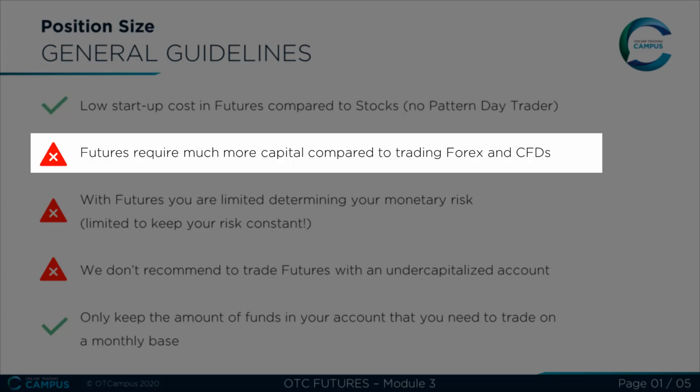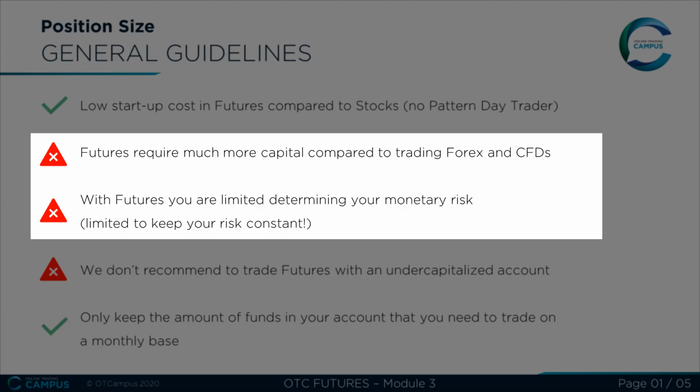On the flip side, you require much more capital compared to trading Forex and CFDs, and you are limited in regard to determining your monetary risk. With Forex and CFDs, you can always determine your risk and trade even weekly and monthly income setups with only $50 of risk because of the flexibility you have with mini and micro lots. In futures, the tick value is fixed. So by default, the wider the demand and supply zone, the bigger your monetary risk. But we will talk about the pros and cons later on in this course.